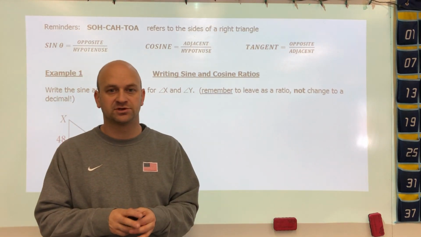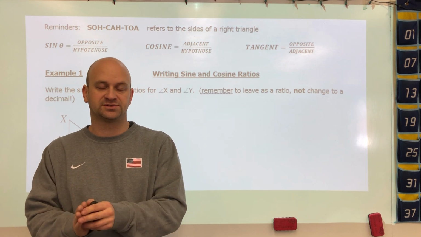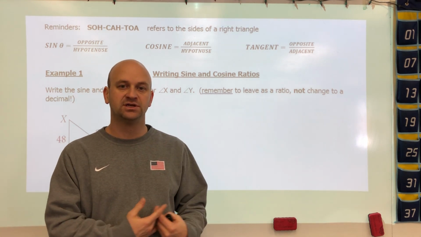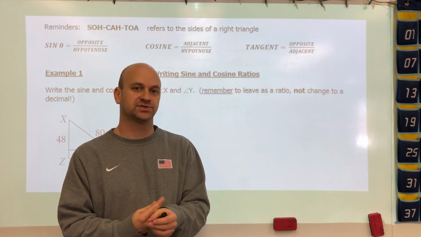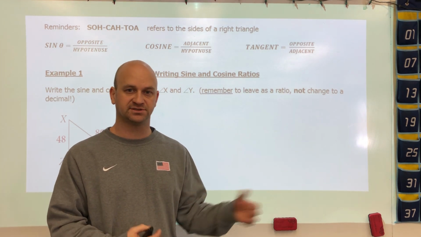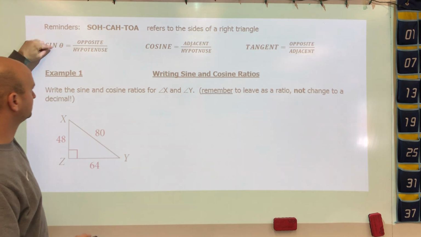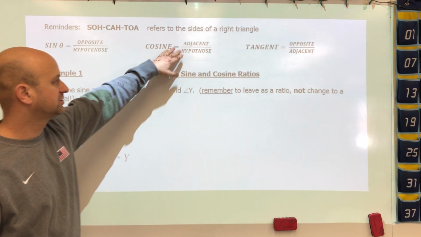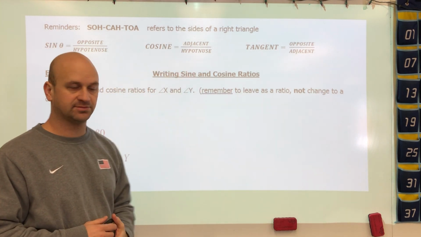All right, in this lesson, we're going to talk about sine and cosine. Last lesson, we talked about tangent. The steps to solving the problems are the same, but the ratios are going to change. That's the only difference between sine, cosine, and tangent. So again, remember, sine is opposite over hypotenuse, and cosine is going to be adjacent over hypotenuse.